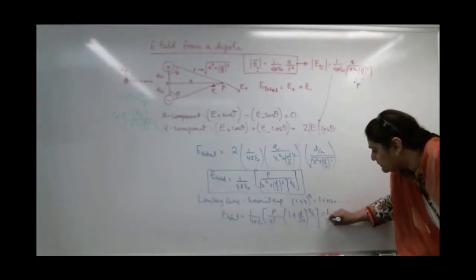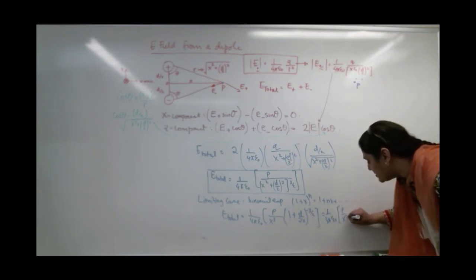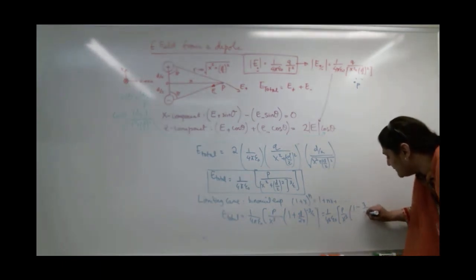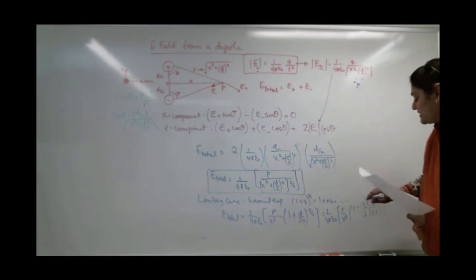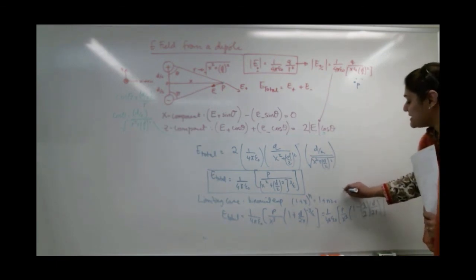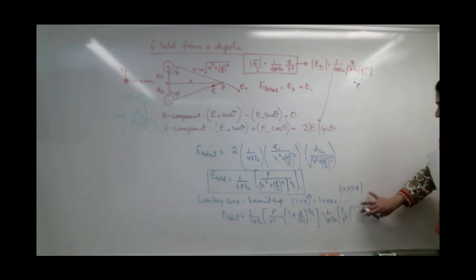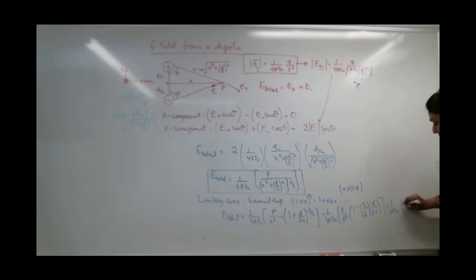You're going to get 1 over 4 pi epsilon naught, p over x cubed, times (1 minus 3 over 2 times d over 2x). Now, what was the limiting case? When x is much, much bigger than d. When x is much bigger than d, this number becomes really, really tiny. And so what you're left with is 1 over 4 pi epsilon naught, p over x cubed.